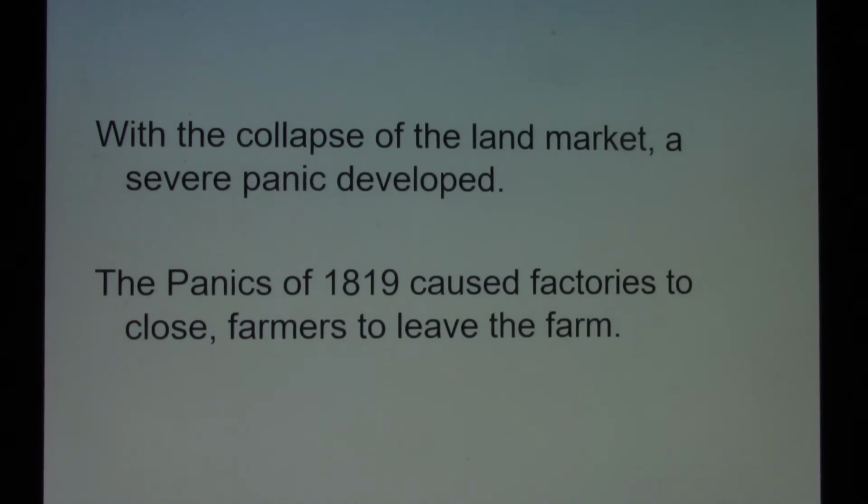With the collapse of the land market, a panic developed. Now, a panic is where lots of people are out of jobs. The Panic of 1819 is going to cause farmers to lose their land. It's going to cause factories to close. And it's going to be a time in which Americans are angry at those who are well-to-do.